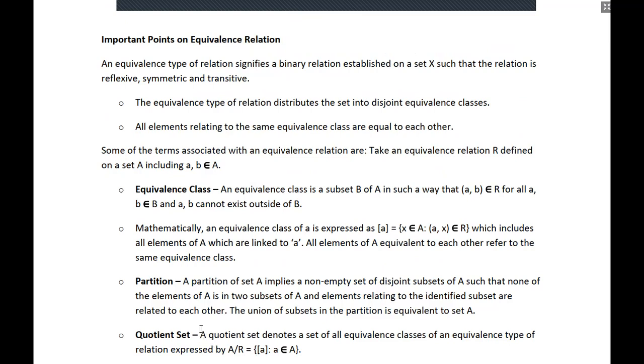And another example, the quotient set definition. A quotient set is denoted as A over R, the set of all equivalence classes of an equivalence relation R, expressed as A over R equal to the set of [A] such that A belongs to A. In other words, the quotient set contains all the equivalence classes of a set A.